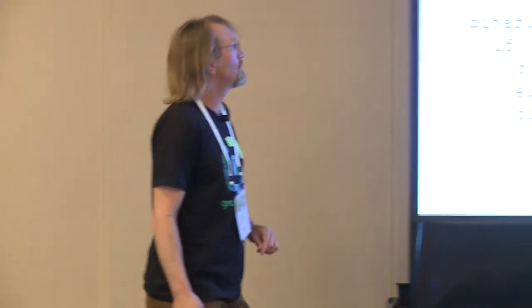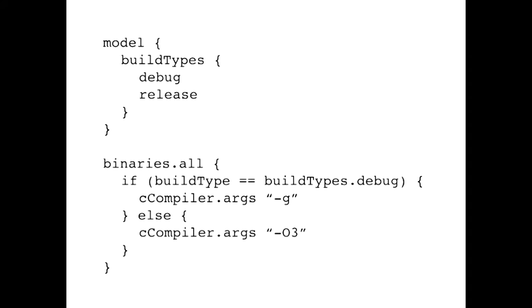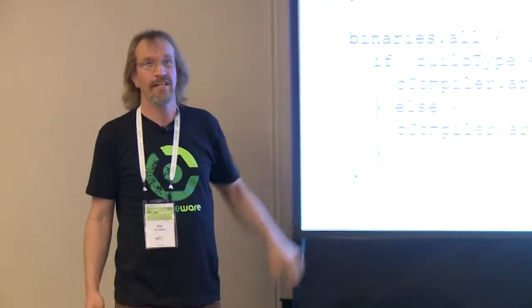So the syntax for defining build types is virtually identical to the flavor syntax. We've got a model rule to add some build types. So here we're just defining a debug and a release build type. What I would like to be able to say is that's all you have to do. So in the future, that's how it's going to be.